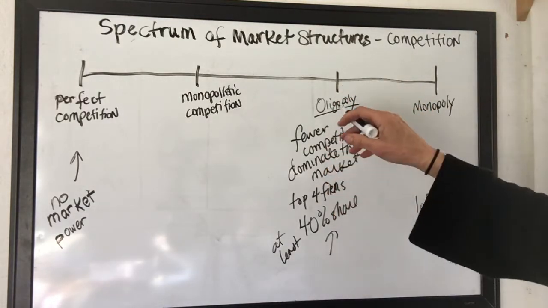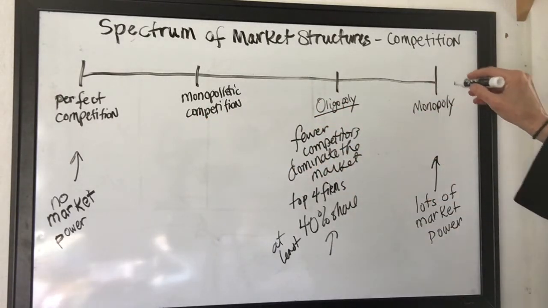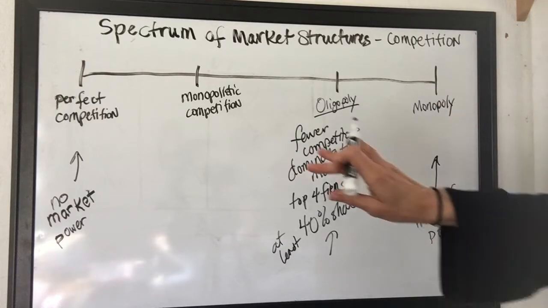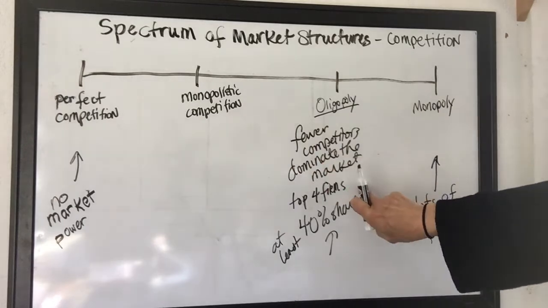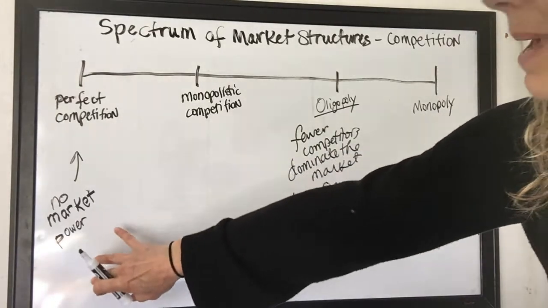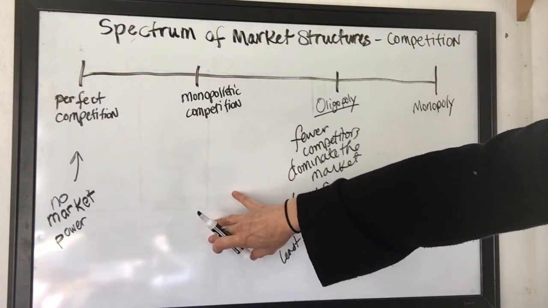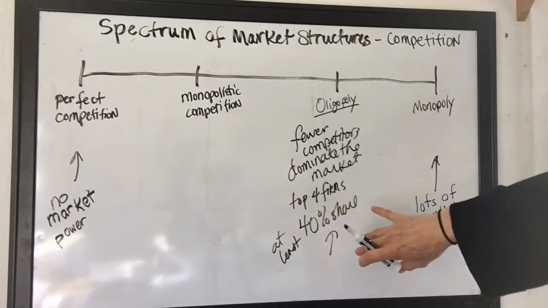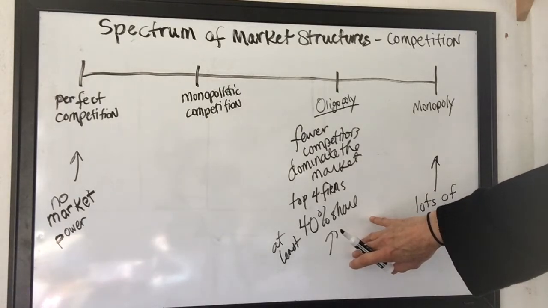There's going to be some barriers to entry. It's not as easy to get into this market. Over on this far spectrum here, we're going from no market power to some market power to more market power to lots of market power. Okay, we go from many competitors selling the same product to many competitors selling differentiated products to fewer competitors, and the products could be homogeneous products like chlorine and a couple of the chemical markets, those kinds of things.